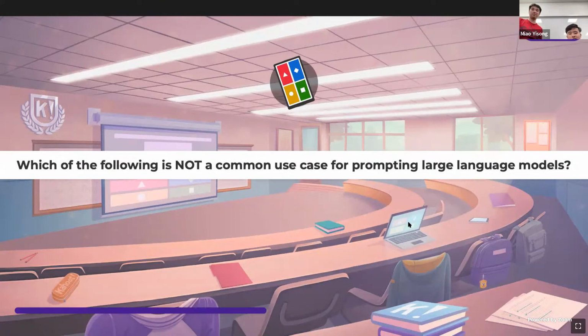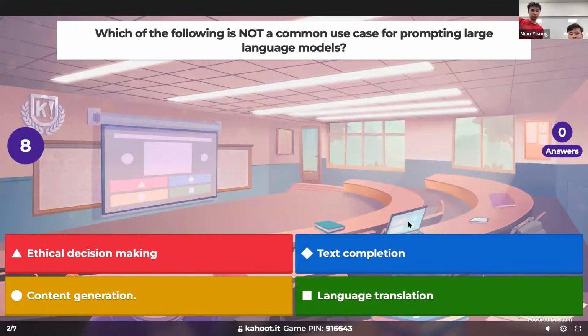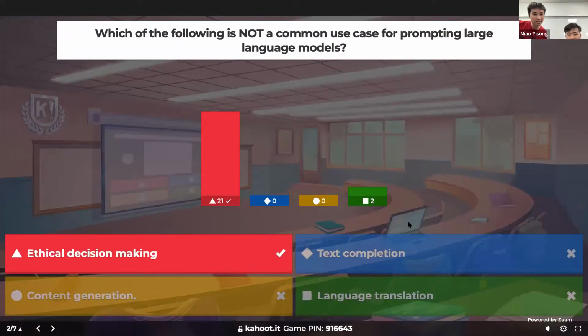Which of the following is not a common use case for prompting large language models? Someone quick. 2 people chose ethical decision. So it's like you cannot ask the model to solve a dilemma question. It's a bit more complex, I see. Yeah, that makes sense.